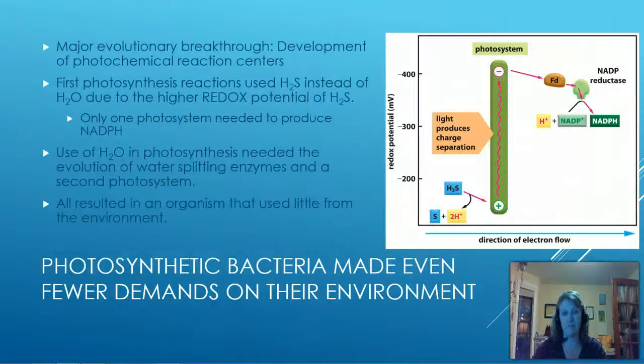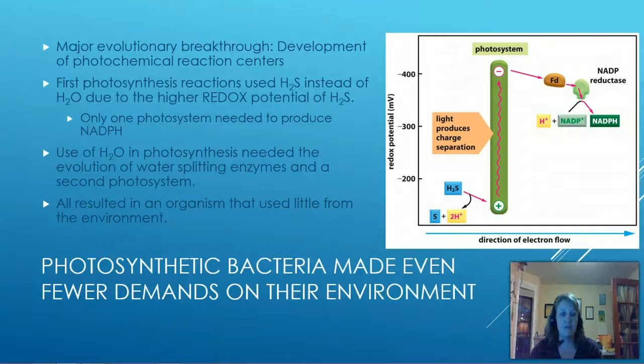So now let's talk about the development of photochemical reaction centers. More than being able to balance their pH, photochemical reaction centers was a huge advancement, evolutionarily speaking. So what this did is it allowed organisms for the first time to not rely entirely on their environment for life. They were able to harness the light energy through photosynthesis to be able to do this.